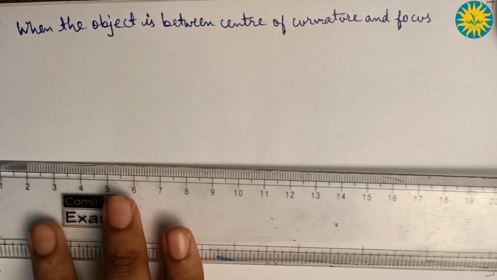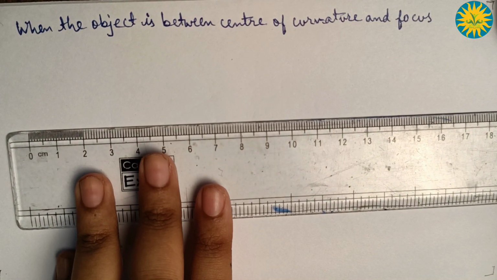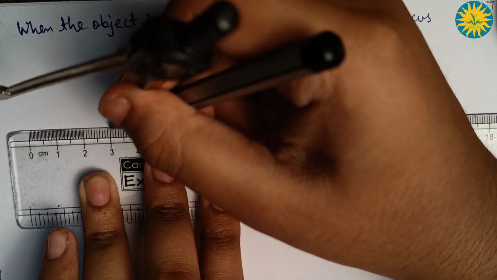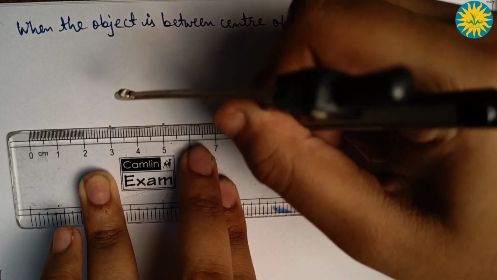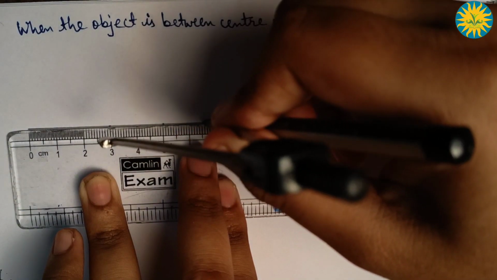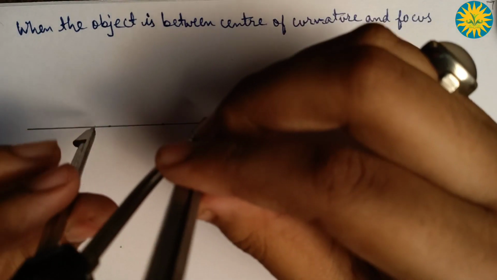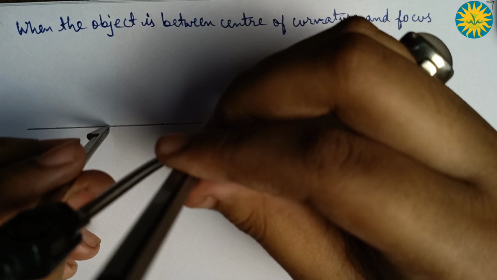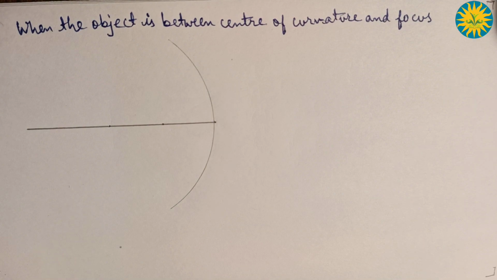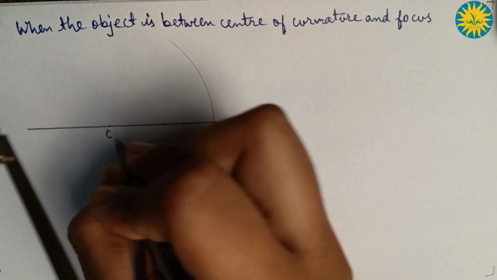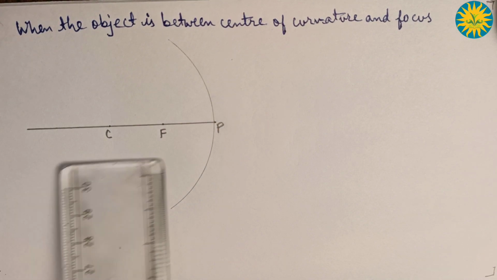Now the next one, when the object is in between the center of curvature and the focus. Now see, similarly we are dividing a line segment into 4 equal halves as earlier. This is basically done to maintain the relation between the focal length and the radius of curvature. Now see, again we will place the compass at the center of curvature to draw our concave mirror. So this is our concave mirror, and the object is in between center of curvature and focus. So we have made our center of curvature and the focus as well as the pole.